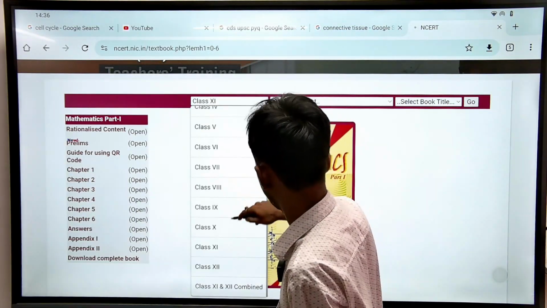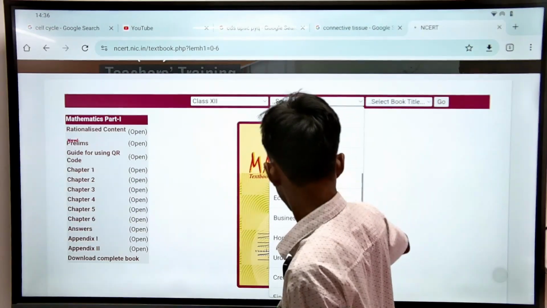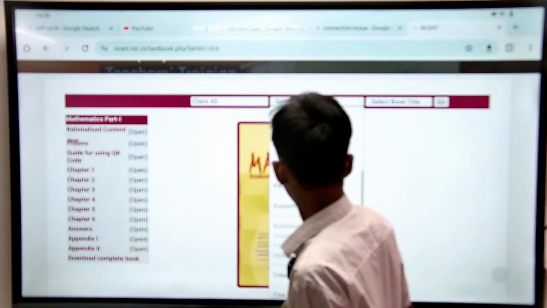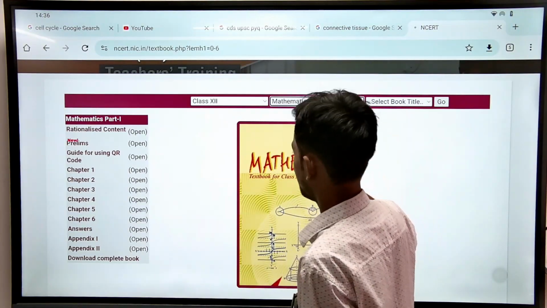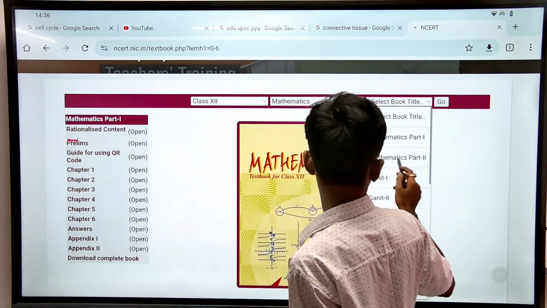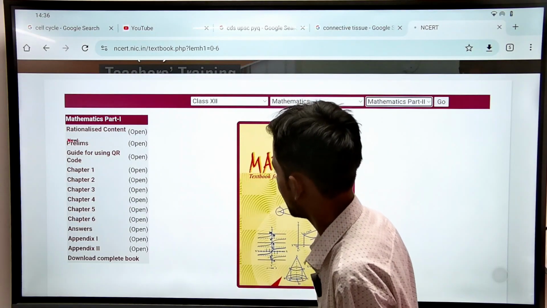सॉरी 12. मैथमेटिक्स कहाँ है? पहले ही है. यहाँ पे क्या डालो? पार्ट 2 ना. हाँ पार्ट 2. आ गया क्या?